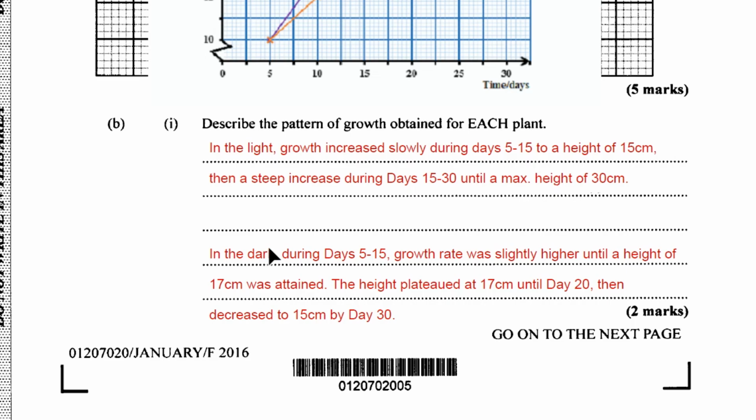In the dark, during days 5 to 15, growth rate was slightly higher until a height of 17 centimeters was attained. The height plateaued, that means it didn't increase or decrease, at 17 centimeters until day 20, and then it decreased to 15 centimeters by day 30. Now, even though this is just 2 marks, this might be a little too much information for 2 marks, but you all will know how much to put in case you get this for 3 or 4 marks. You need to have some detail and some figures in there when you're describing patterns or trends.